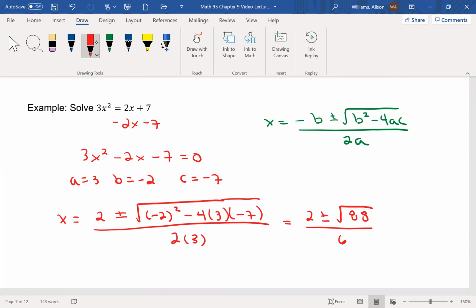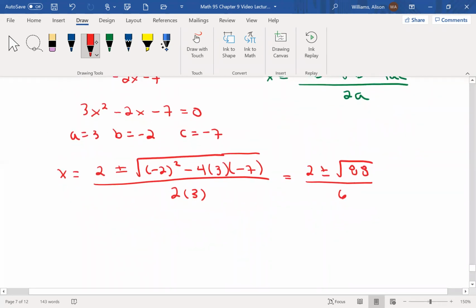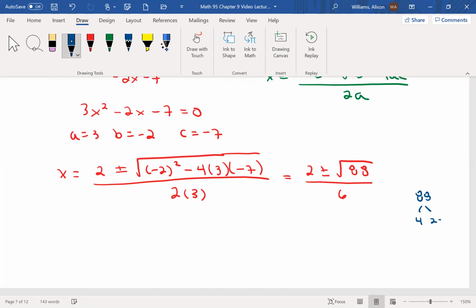reduced. So I could factor out a perfect square. And here, I'll just do this on the side, thinking of 88. 88 is 4 times 22. And 22, by the way, is 2 and 11, which neither of those are perfect squares. But 4 is a perfect square. So I'm going to rewrite, or I'm going to think of 88 as the square root of 4 times 22.